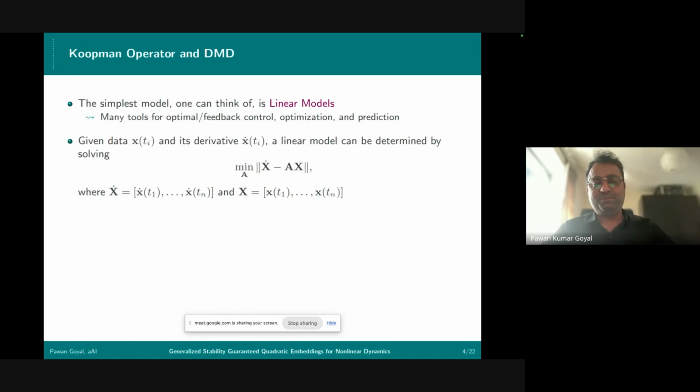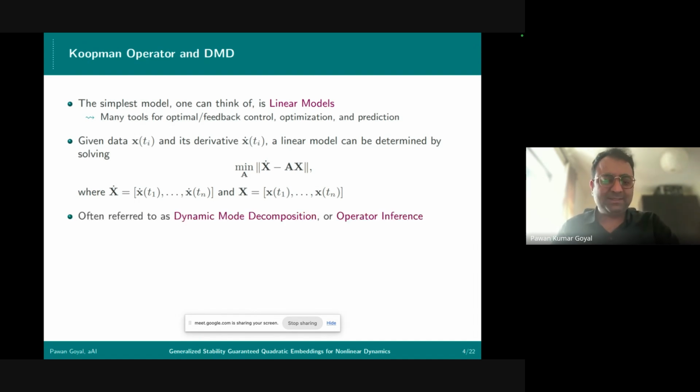And if you want to build a linear dynamical system from data, assuming that we have the derivative information for now, and we have a collection of data, then we can set up an optimization problem, x dot is minus ax, and then we can just learn the linear operator and build a linear dynamical system. And this is also referred to now much more as DMD, dynamic mode decomposition, or nowadays people also call it, in the frame of operators, linear operator learning or operator inference.